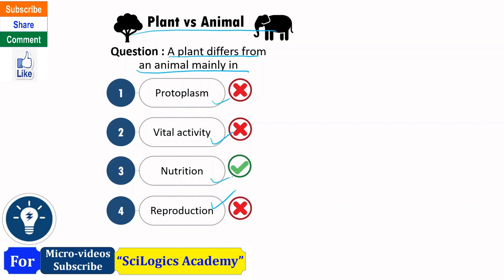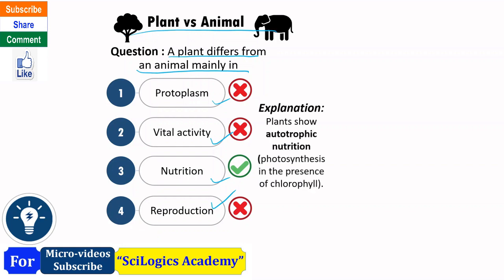Nutrition is different in both. In plants it is photosynthetic, it is autotrophic, while in animals it is heterotrophic. The same thing in explanation we can see here. Plants show autotrophic nutrition, meaning they are capable of synthesizing their own food. And why does it happen? Because of photosynthesis.